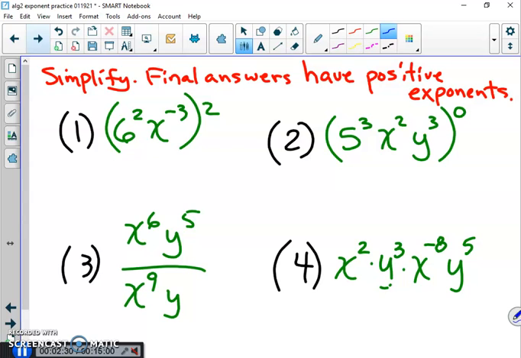So this is the power rule, so we're going to multiply the exponents. So we're going to have 2 times 2 for the 6, and negative 3 times 2 for the x. So we end up with 6 to the 4th times x to the negative 6.